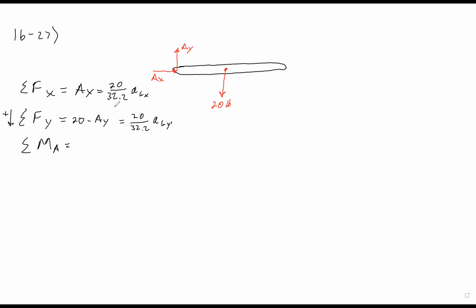Next is the sum of the moments about A. All right, well, we have our reaction forces, AY and AX, actually located at A, so there are no distances from A for those forces. The only force that has a perpendicular distance from A is the 20-pound center of gravity. Okay, that means that we have a rod that is 36 inches long, which is the same as 3 feet.